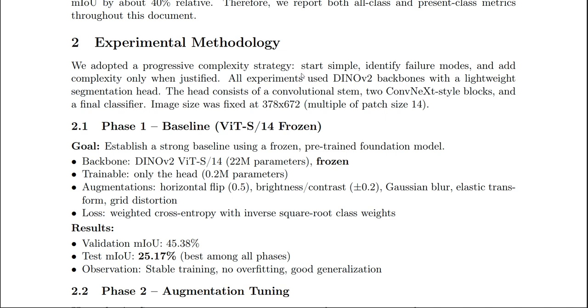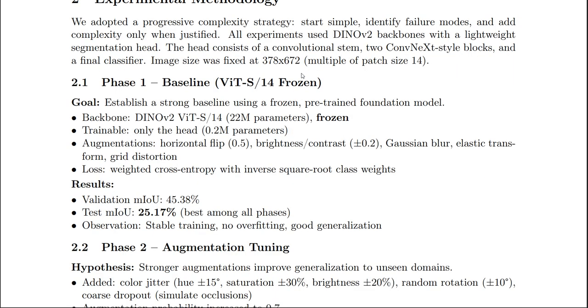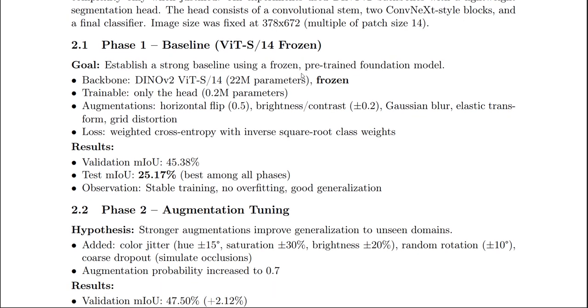So, I have taken many approaches. Starting with our phase one approach, which is the baseline, in which we have used the ViT-S/14, which is a 22 million parameter model, and we have used weighted cross entropy with inverse square root class weight. For the augmentation, we have used horizontal flip, brightness and contrast, Gaussian blur, and elastic transform grid distortion, giving us the validation mIoU of 40.38 and test mIoU of 25.17.